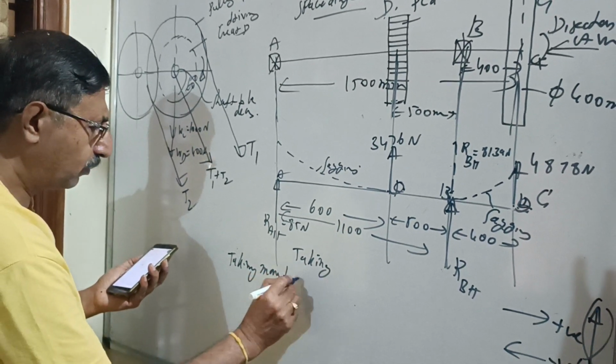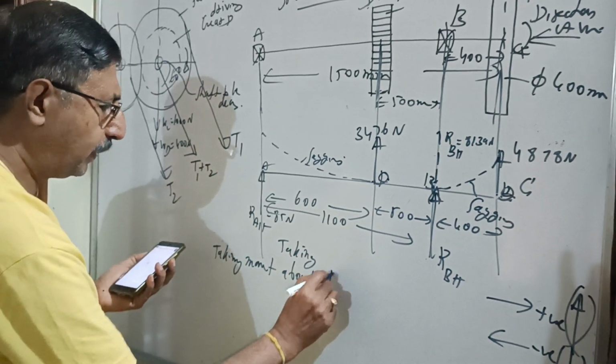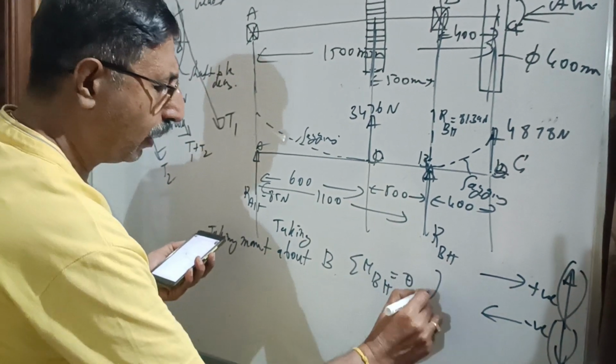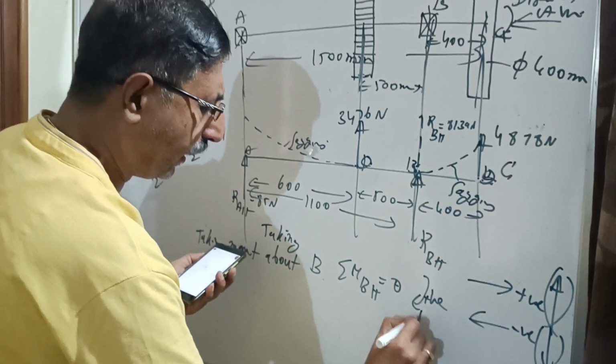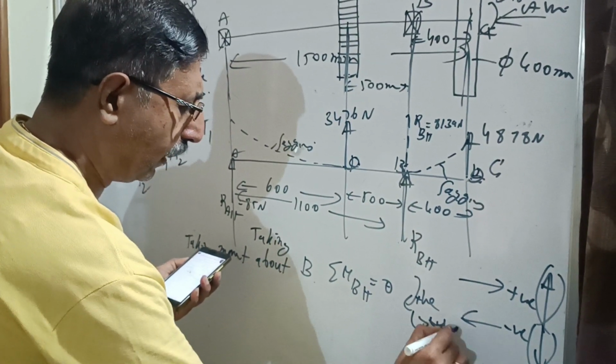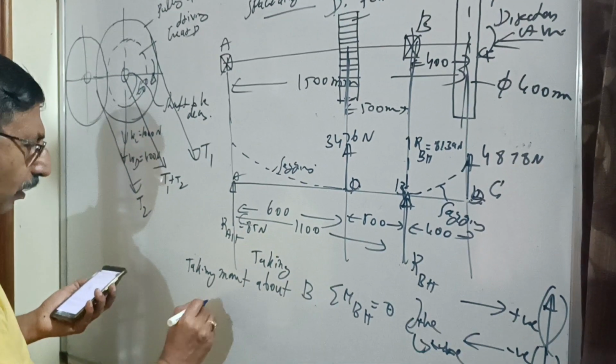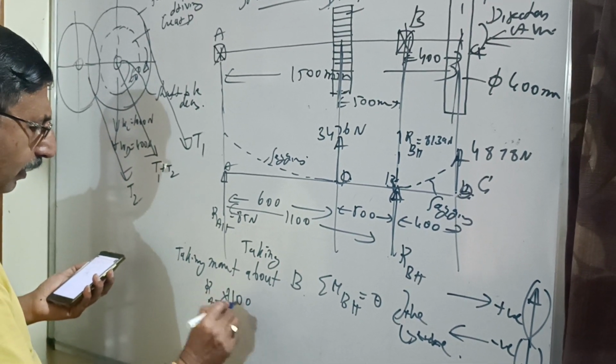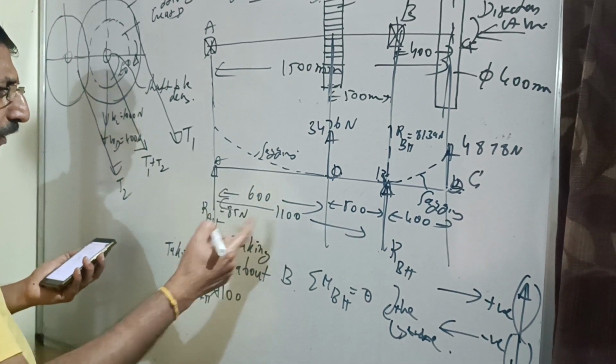Now taking moment as usual. Let us do this. So taking moment about B. The algebraic moment about B due to all the horizontal forces should be equal to 0. Clockwise positive, anti-clockwise negative as usual. So RAH we already know that. RAH into 1100, that is acting in the clockwise direction.